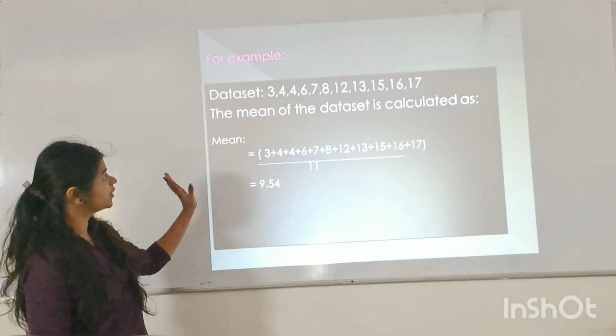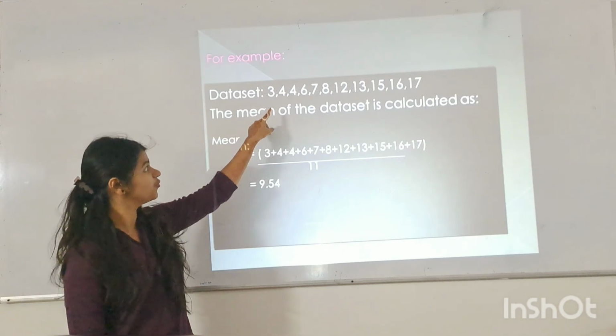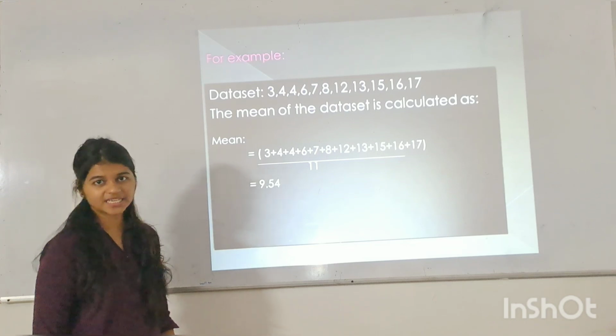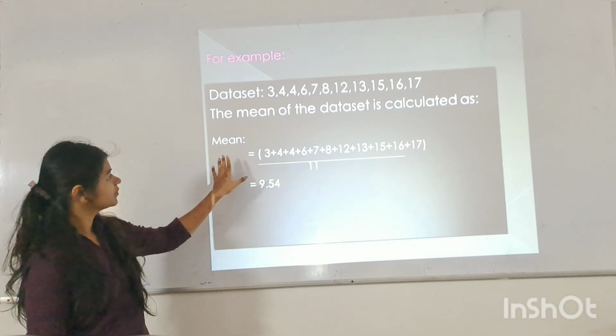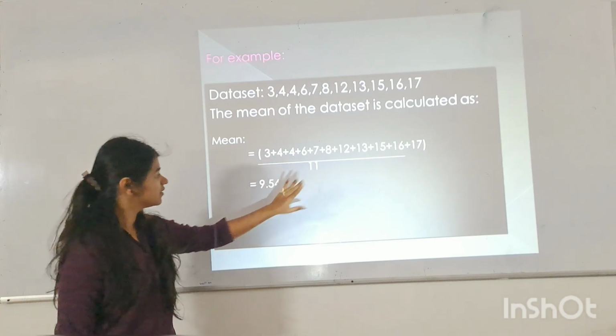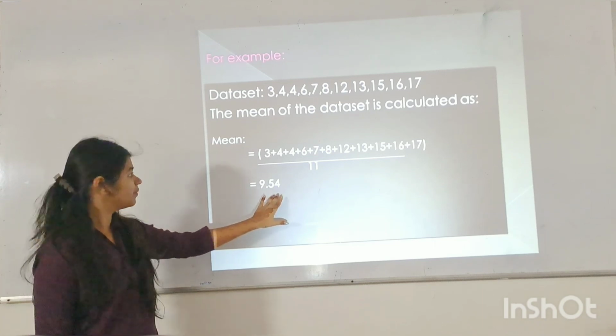So this is an example of mean. This is a horizontal data set: 3, 4, 4, 6, 7, 8, 12, 13, 15, 16 and 17. After calculating all the numbers, the answer is 9.54. This answer is the mean.